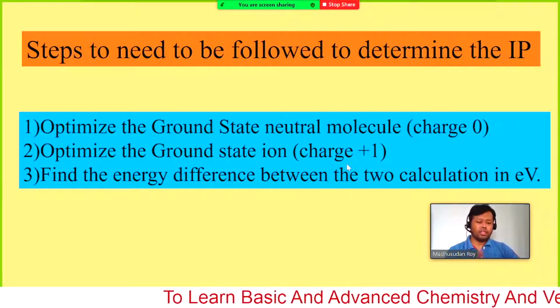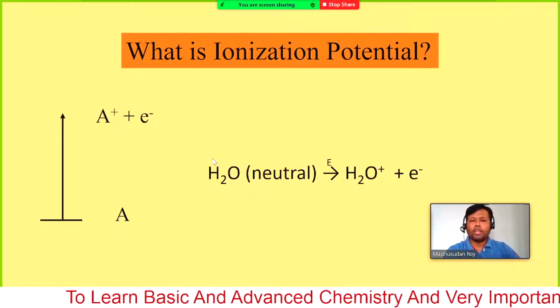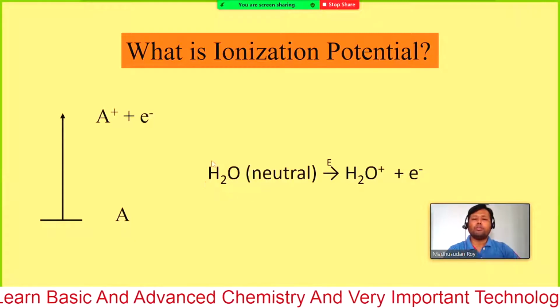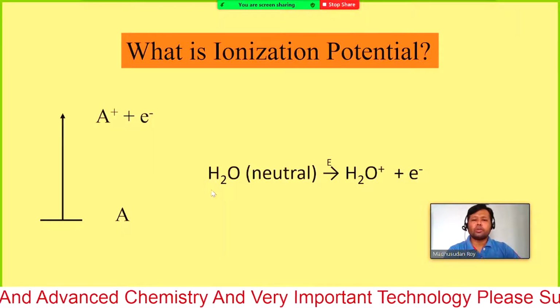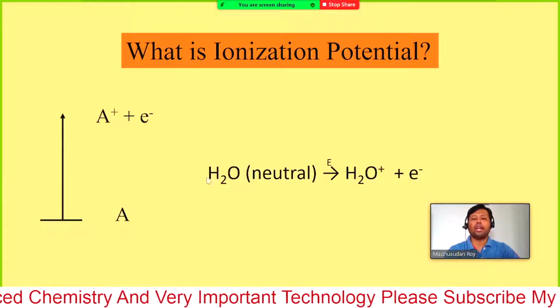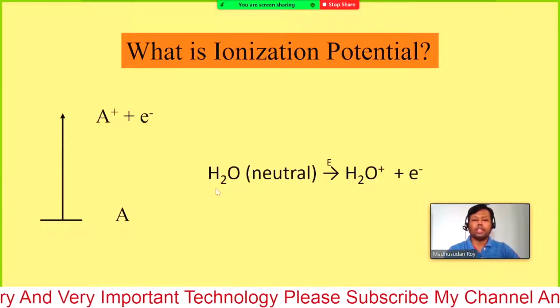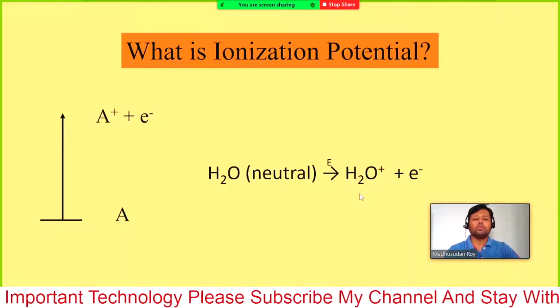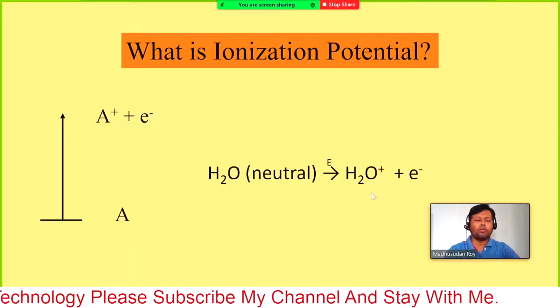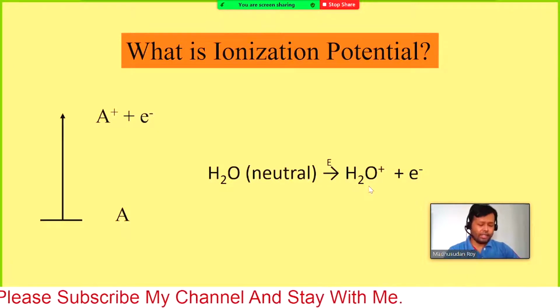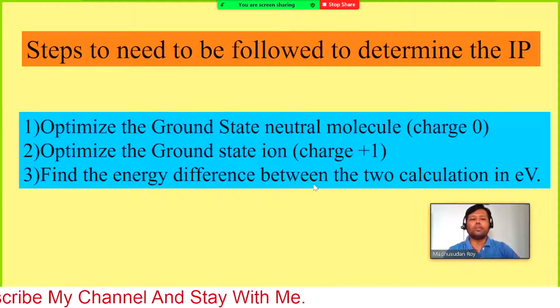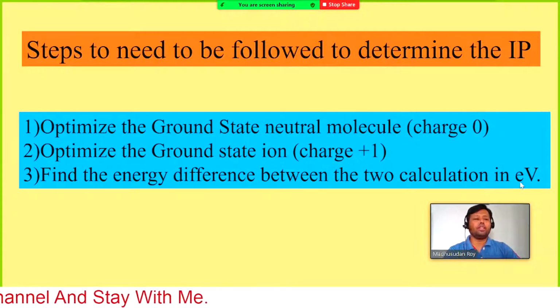That means if we want to find out the ionization potential of the water molecule, in that case first we will find out the energy of the neutral water molecule, and then we will find out the energy of the ion, then we will subtract. So find the energy difference between the two calculations in electron volt.